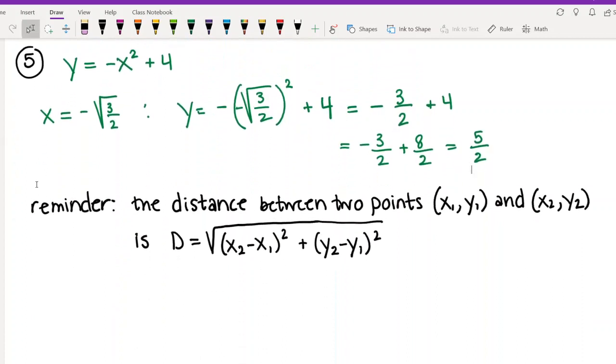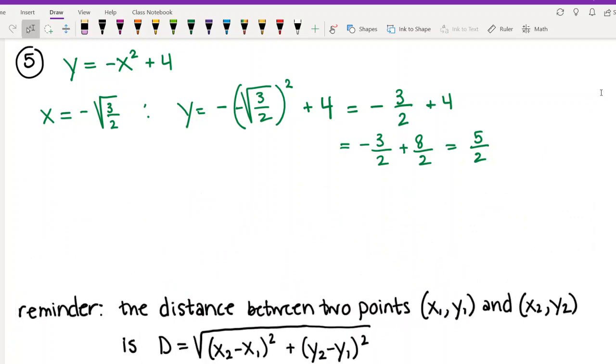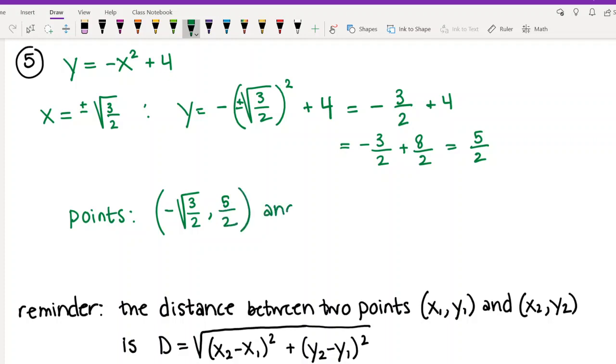And then we'd get the same thing when we plug in the positive, right? So I can actually say plus or minus here, because we're squaring it, it's going to give you the same result. So that tells us now we're finally ready to answer this question. The 2 points on the graph of y is equal to negative x squared plus 4 that are closest to the point 0, 2 are the points negative square root of 3 over 2, comma 5 halves, and positive square root of 3 over 2, comma 5 halves.